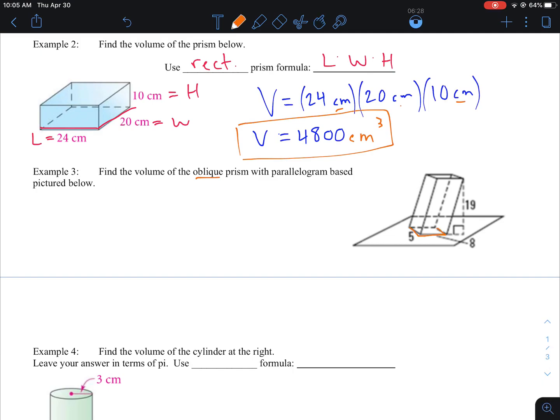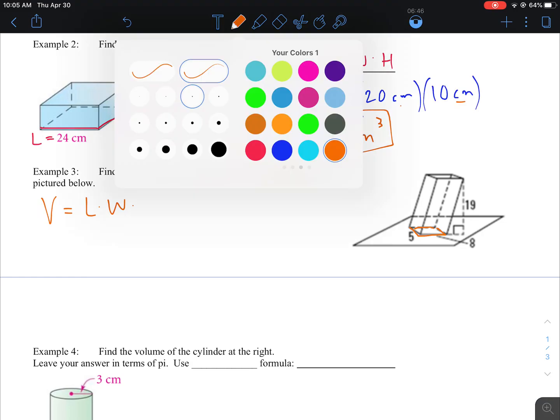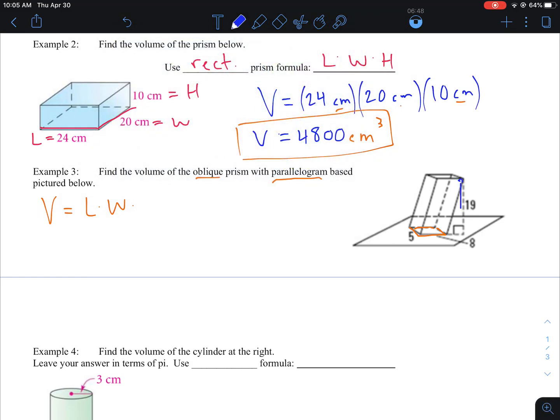So what I mean by that, you still are finding the area of this base right here. So the area of a parallelogram is the same as a rectangle, it's just base times height. So you're still doing base times height, or length times width. And then the height, even if something's slanted, its actual height is its distance from top to bottom in a perpendicular manner. So this is still height, this is still L, this is still W, and you would still just multiply them.